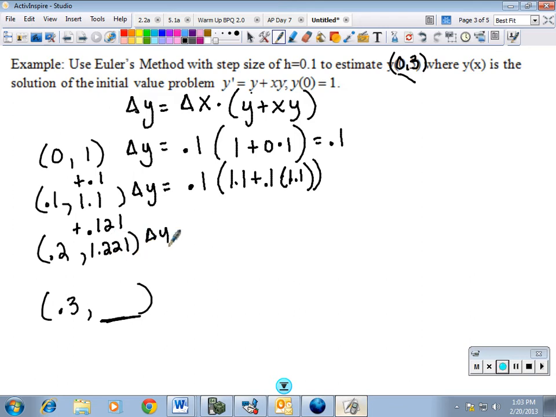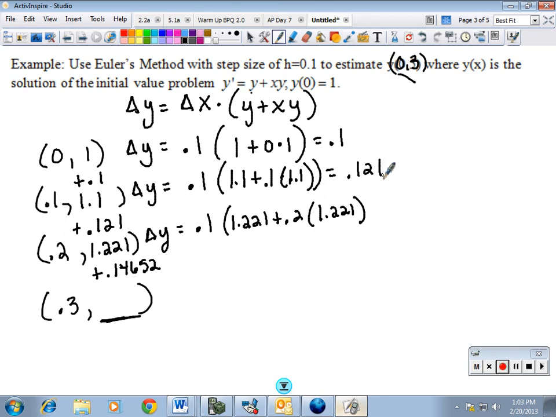Okay, so I'm going to do it again. The change in y equals the change in x. This value stays the same every single time. My y value is 1.221 plus my x, 0.2, times my y, 1.221. Okay, double check myself. Yes, we're good. You stick that in your calculator, and you get 0.14652.